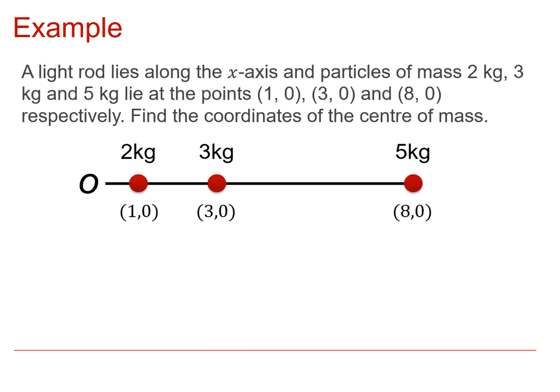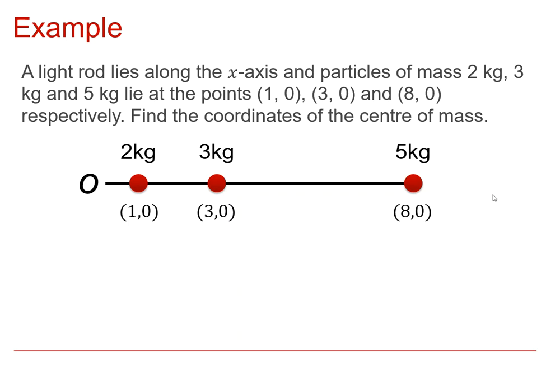Now, in this example, we're dealing with a slightly different situation. This rod is described as light. Now, in the language of mechanics, that means that we're going to treat it as if the rod itself has no mass. But there are individual point masses attached to that rod at various places. So again, we can do a similar type of calculation. We've got an origin here, and we're just going to try and find the coordinates of the centre of mass.